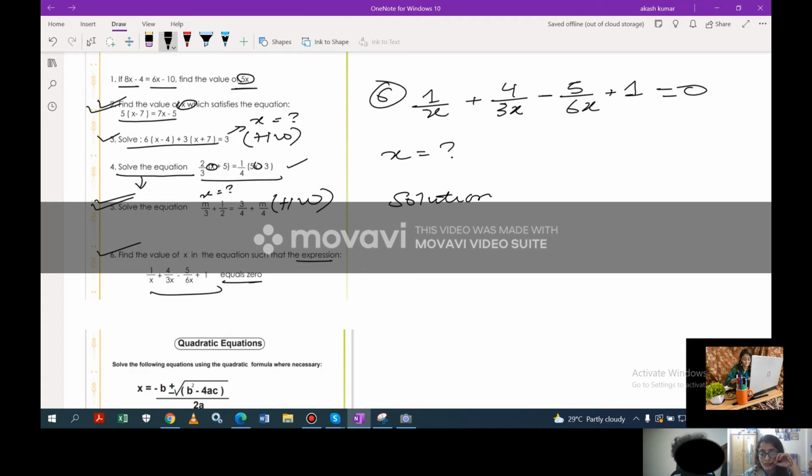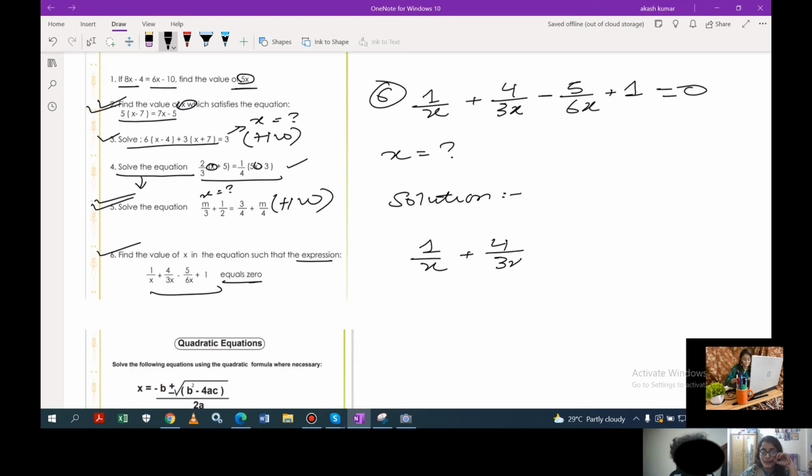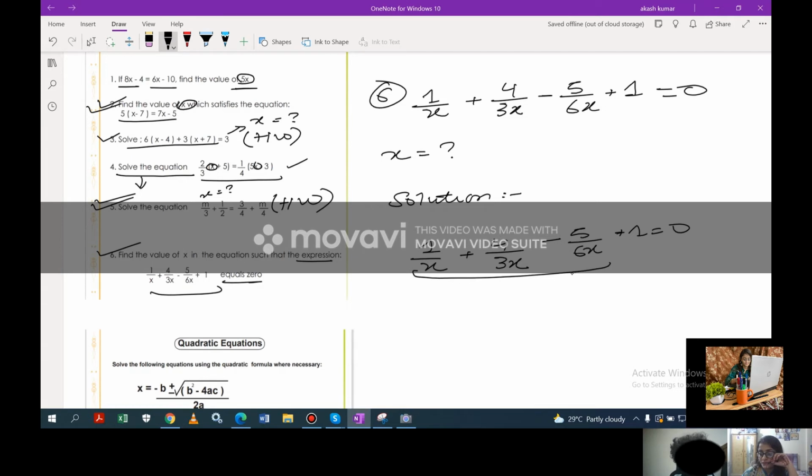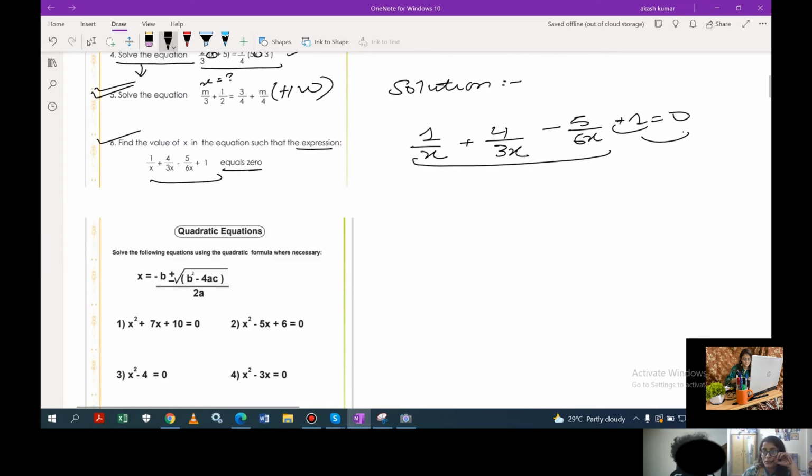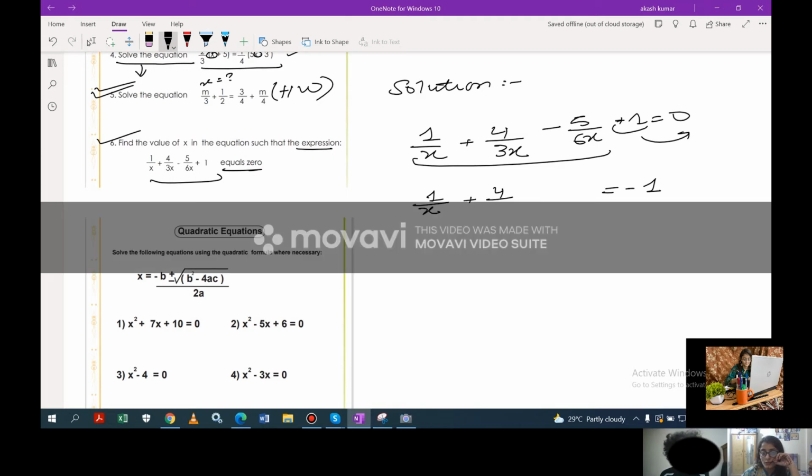Solution: 1 over x plus 4 over 3x minus 5 over 6x plus 1 equals 0. All the three terms are with x, right? Okay. So if we take the plus 1 to that side of the equation, it will be minus 1. So 1 over x plus 4 over 3x minus 5 over 6x.